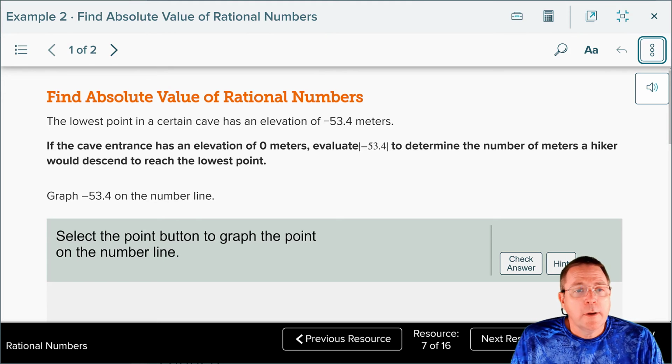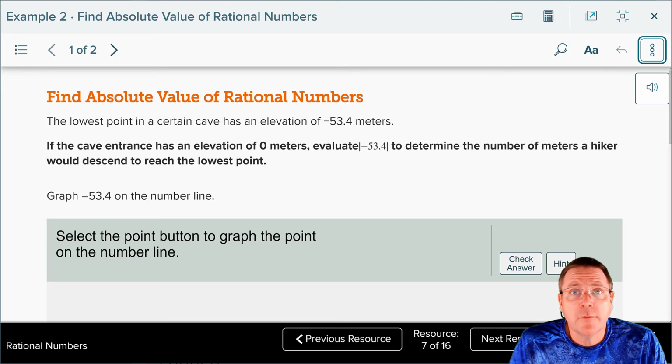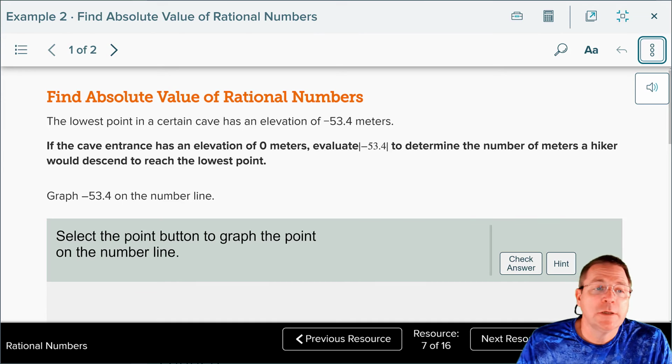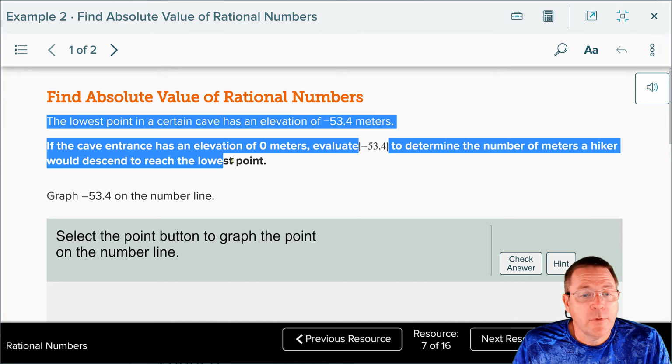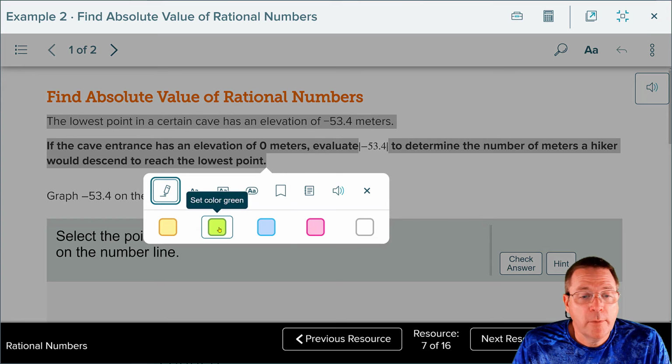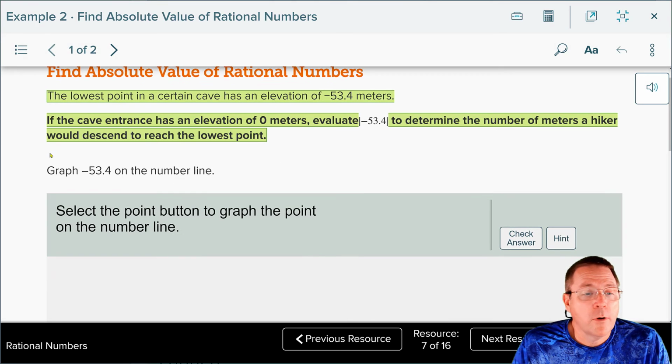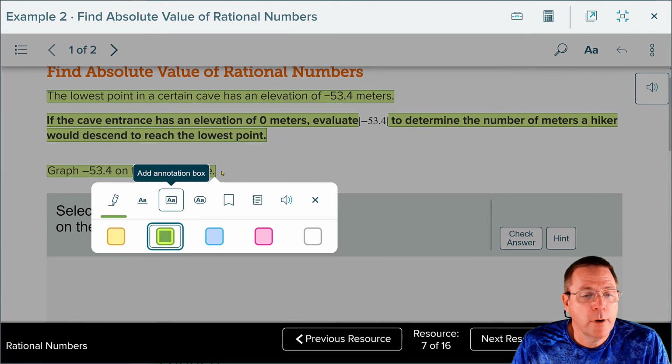The lowest point in a certain cave has an elevation of negative 53.4 meters. If the cave entrance has an elevation of 0 meters, evaluate the absolute value of negative 53.4 to determine the number of meters the hiker would descend to reach the lowest point. Well, the absolute value of negative 53.4 is going to be what? 53.4. So that's kind of pretty easy there. I think that answers all the questions for us. Yep, we can highlight that too. So let me highlight that as well.